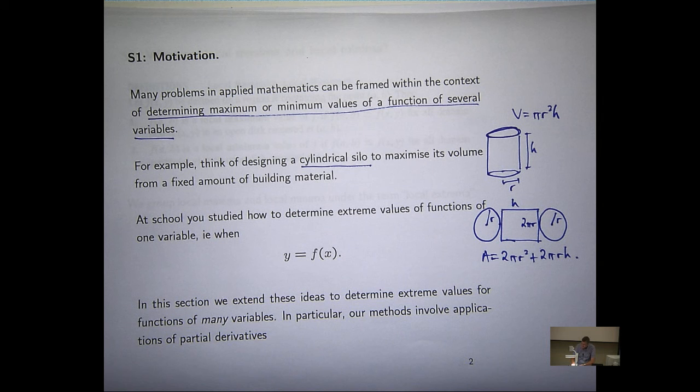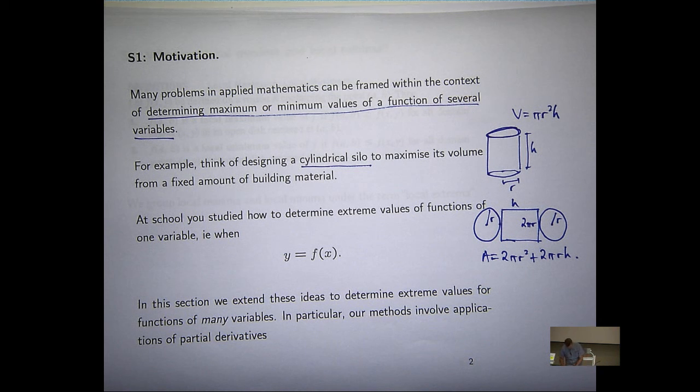Okay. Who's seen some sort of problem like that before, maybe at school? Or yeah, okay, some people have. So we're going to look at that in more depth. Okay, we're not just going to solve a reasonably simple problem like that. We're going to solve some hard problems.